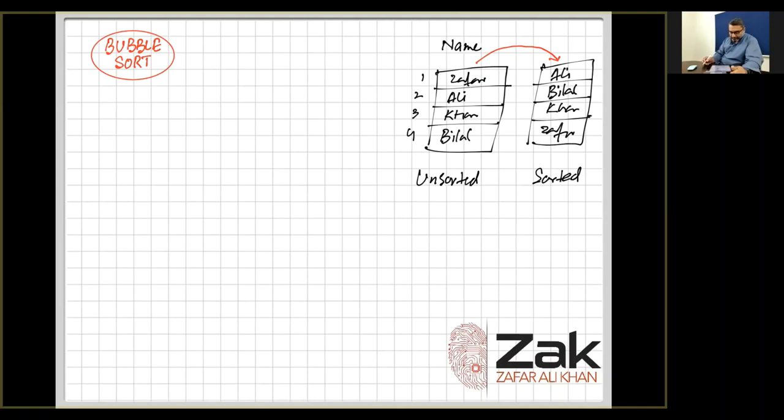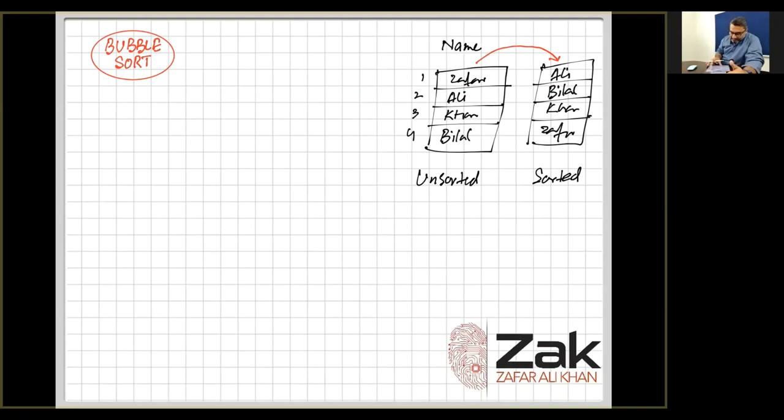All right. This can be done in several ways, but over here in AS, there is just one algorithm prescribed by CIE, and that is called bubble sort. So we are going to discuss bubble sort. First, let's discuss what is bubble.